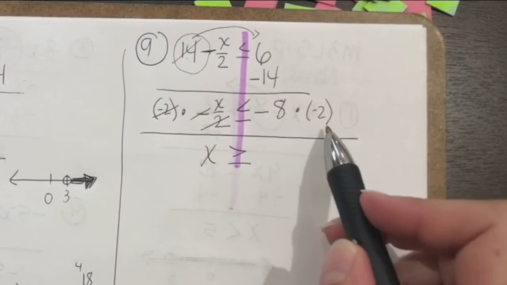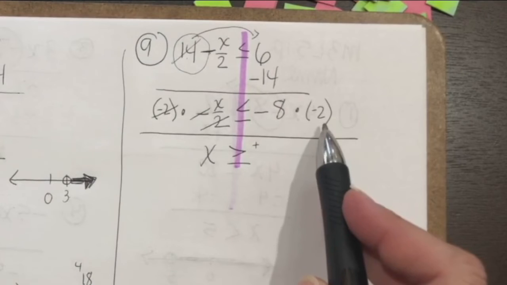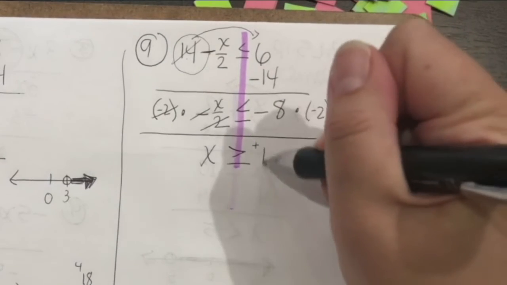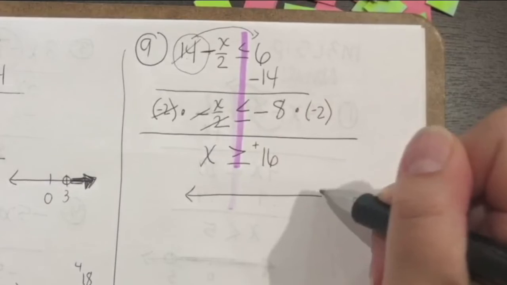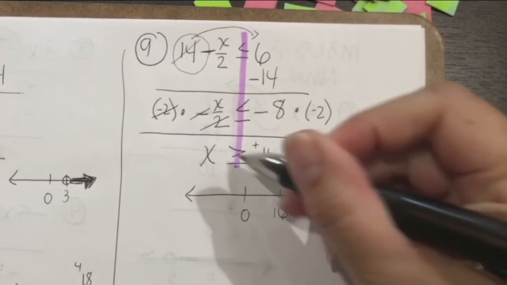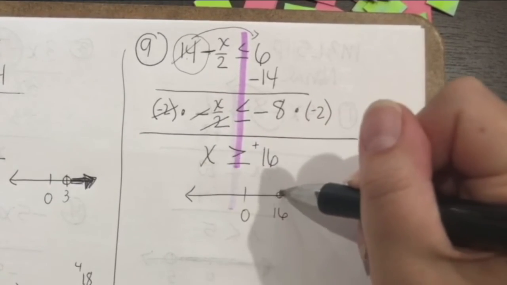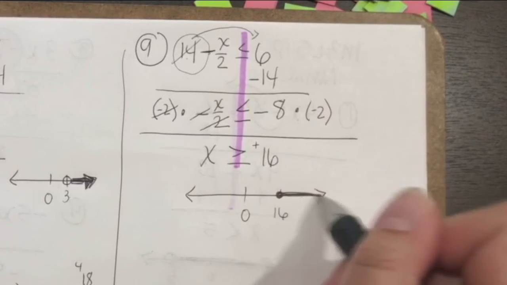Negative 8 times negative 2 is going to give me a positive. What's 8 times 2? 16. And now we can graph that, put a 0, put a 16, and x is greater than or equal to. So we shade it in, and then we go greater than.